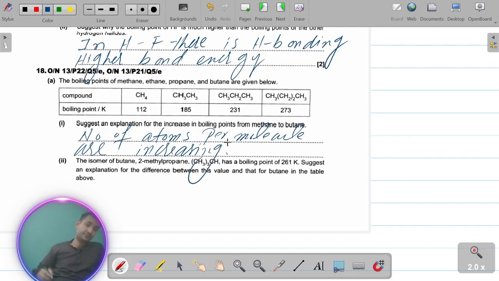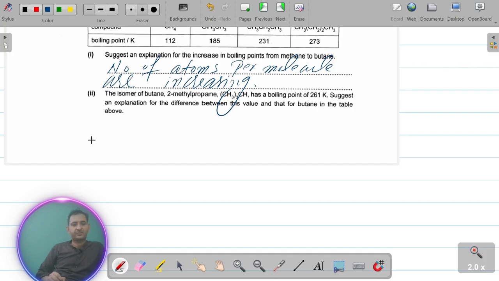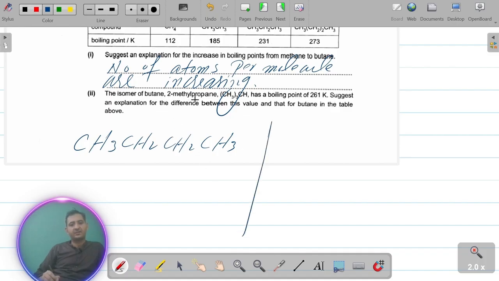So what is the reason the isomer of butane, 2-methylpropane, has a boiling point of 261? Suggest an explanation for the difference between the value for butane in the table. Okay, now we have two isomers. One isomer is simple butane, CH3, CH2, CH2, CH3. There are four carbons. It is a simple butane. Its other isomer is 2-methylpropane. So he is talking about this CH3 carbon, then CH3, and it is making the isomer here.